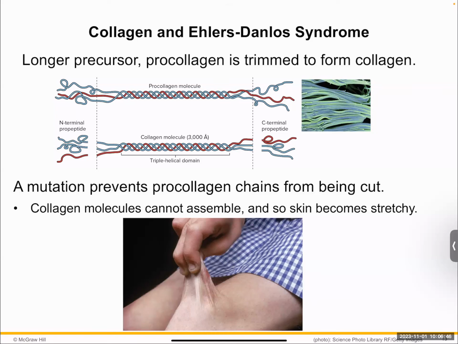So you can see in the regular collagen protein, you have these ends. And these ends need to be trimmed, basically cut off, right? Think about that as those cutters that come down on either side of the collagen and cut off the extra pieces. Now, if you do have the mutation in this case, you are preventing those ends from being cut off. So you will have the collagen as this much longer structure. So the collagen molecule cannot assemble. And as a result, the skin is going to be super stretchy. So not a good thing to happen.